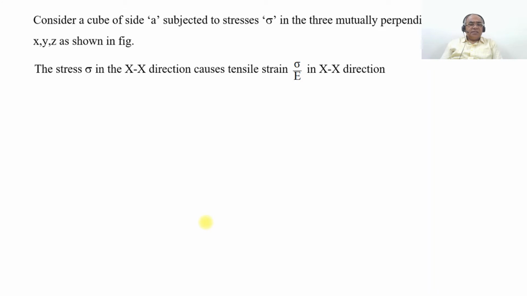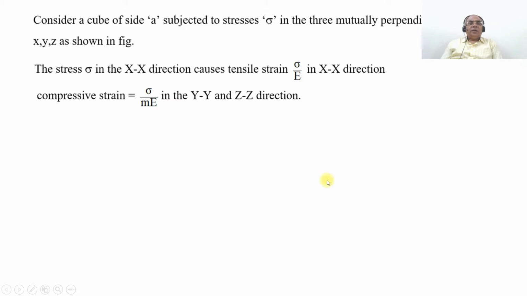So then the stress sigma in the xx direction causes tensile strain. That is sigma by E in the xx direction, and the compressive strain, that is equal to sigma by m into E in the yy and zz directions. How do you get this compressive strain? That is because epsilon lateral will be equal to 1 by m into epsilon longitudinal, that is 1 by m into sigma by E in the yy and zz directions. We have already explained all these things in our previous videos.